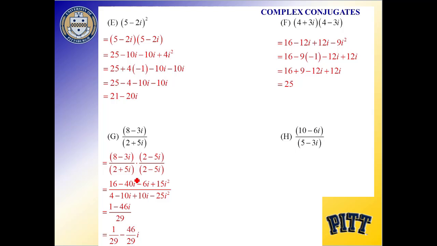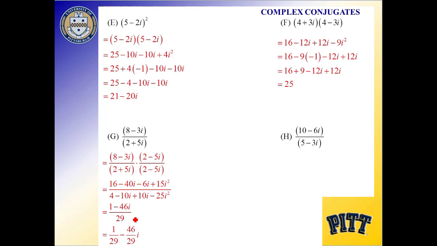On top, I FOIL out 8 minus 3i and 2 minus 5i. I get 16 minus 40i minus 6i plus 15i squared. When I FOIL out the bottom, I get 4 minus 10i plus 10i minus 25i squared. As usual on the bottom, the two i portions do cancel. And that's going to happen any time you multiply conjugates together, because sometimes you can take the shortcut and say, since I'm multiplying two conjugates, I can ignore the outer and inner portions of the FOILing process, because those two are just going to cancel out anyway.